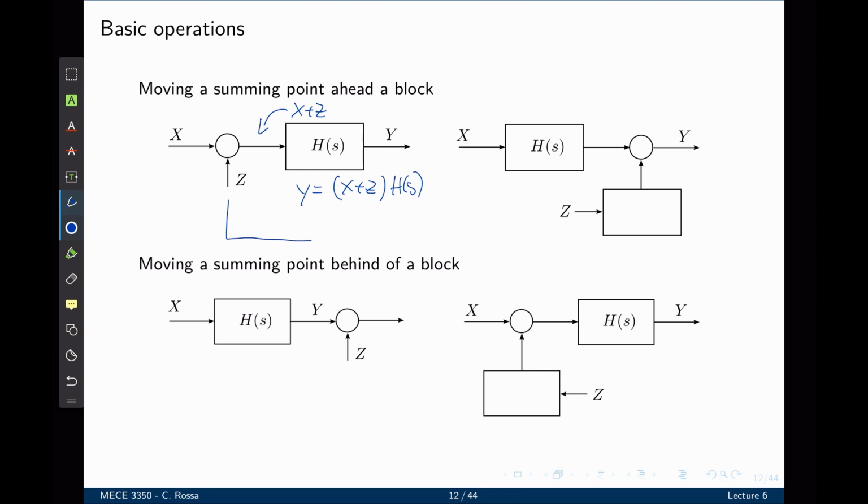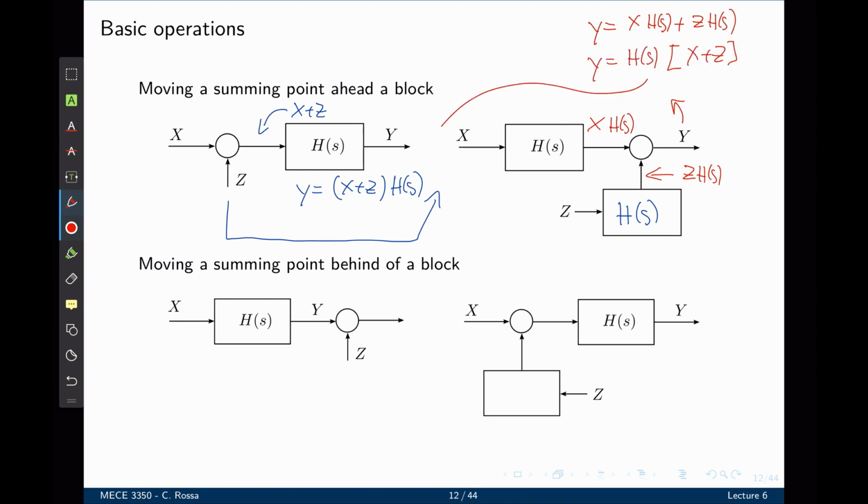If you now wish to move the summing point ahead of the block, as shown in the second case, we need to manipulate the block diagram so that the expression for y doesn't change. In this case, the signal z would have to be multiplied by h of s to maintain the same signal. Notice that in the first input to the sum we have x times h of s. The second one we have z times h of s, and y can be written as x h of s plus z h of s. Factoring out h of s gives exactly what we had before this manipulation.